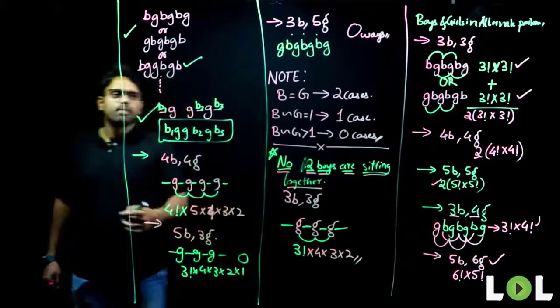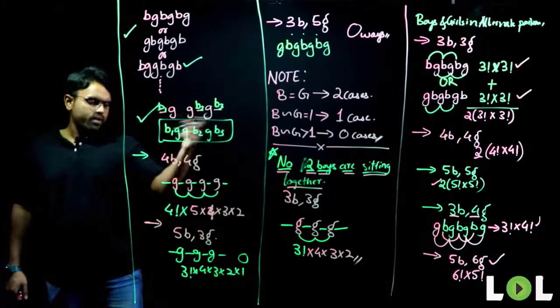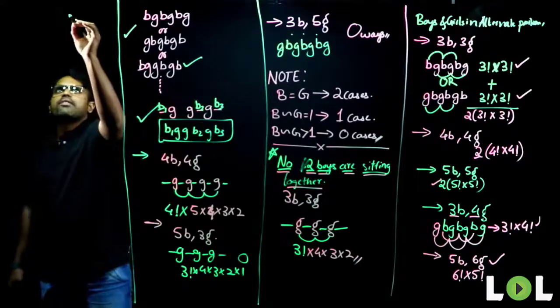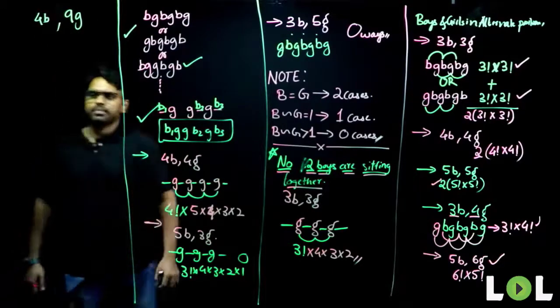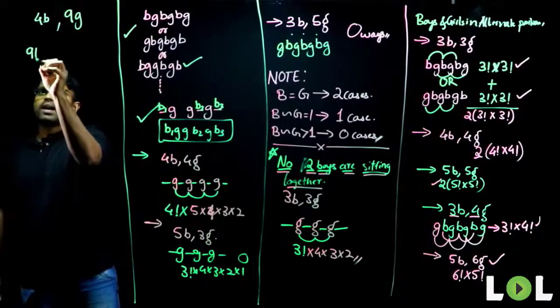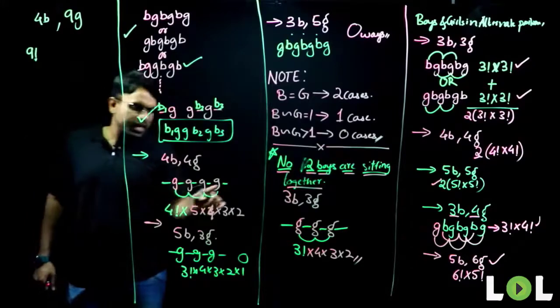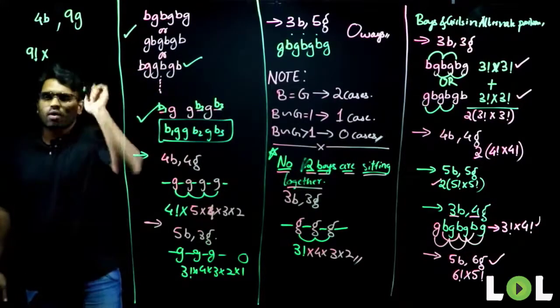Everyone understanding? Now, if the number of girls is comparatively more, if the number of girls is 9 and there are 4 boys, what will happen? 9 girls are there. 9 factorial, they can be arranged. How many spaces will be created? Plus 1 space will be created. Yes or no? Start thinking.